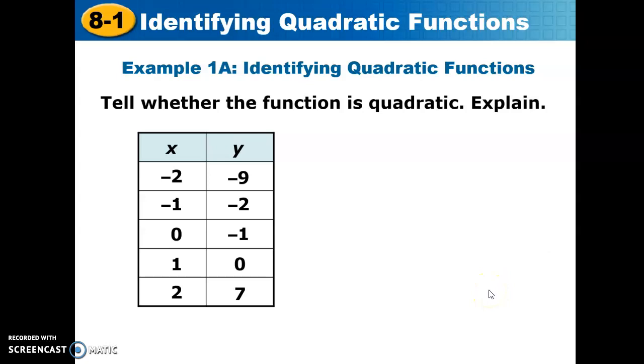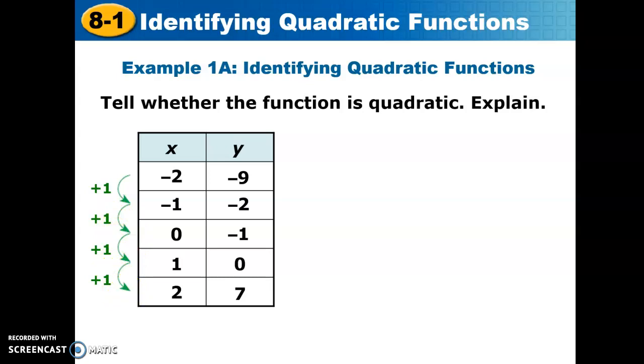Okay, so we're going to look at an example. Here's a bunch of numbers. We have x's and we have y's. We want to see if this relationship is quadratic. So we're going to take our x's first and determine if they have a constant difference. And they do. Every time you move from one x to another, you're increasing by 1. So now we can move on.